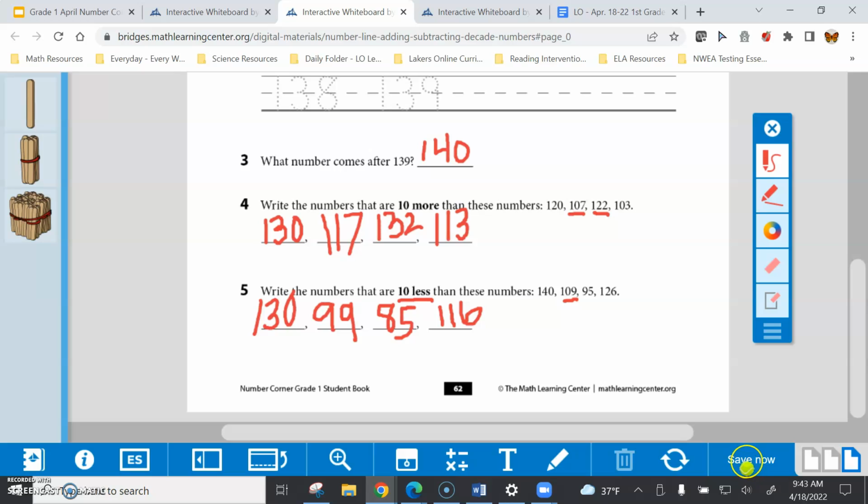I hope you practice this. Get your hundreds chart out and practice adding on 10 more or adding on 10 less. Enjoy.